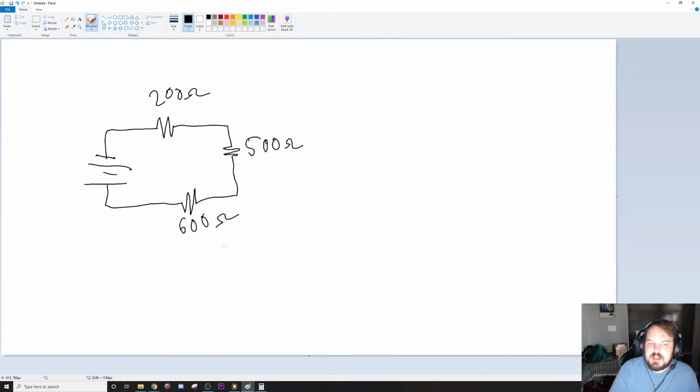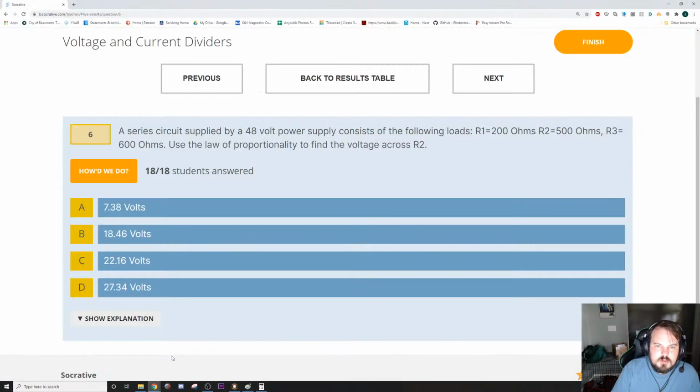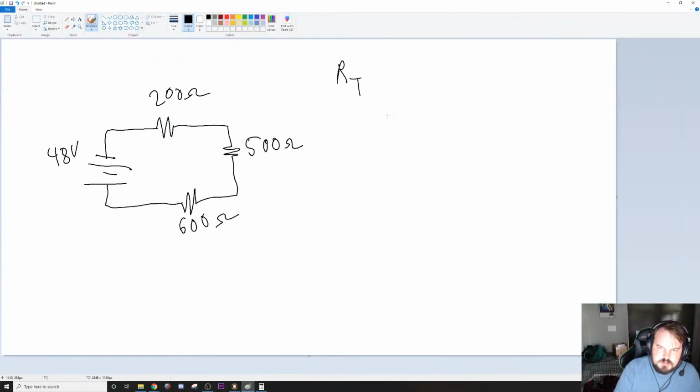The law of proportionality is saying that we have 1300 ohms total, 48 volts. So 48 volts, 200, 500, and 600. Okay. We have all our numbers. So it's series, so you add it up. We have 1300.